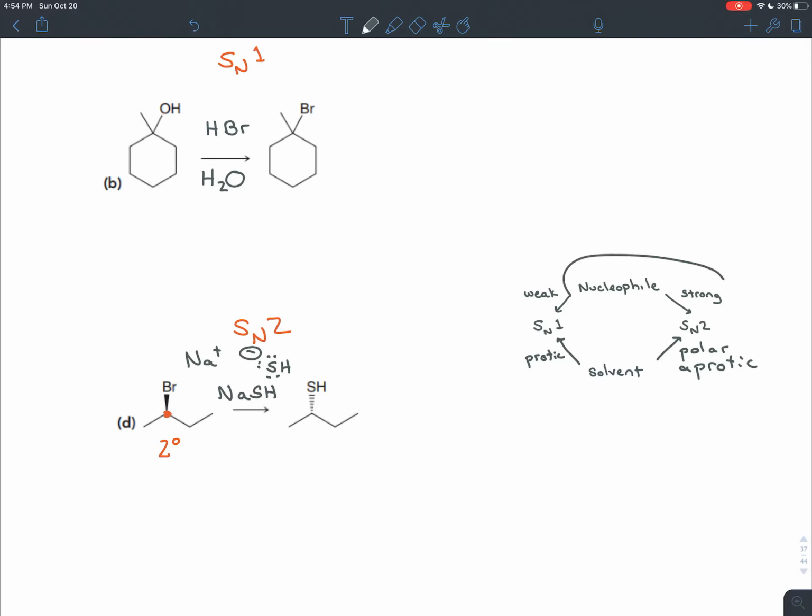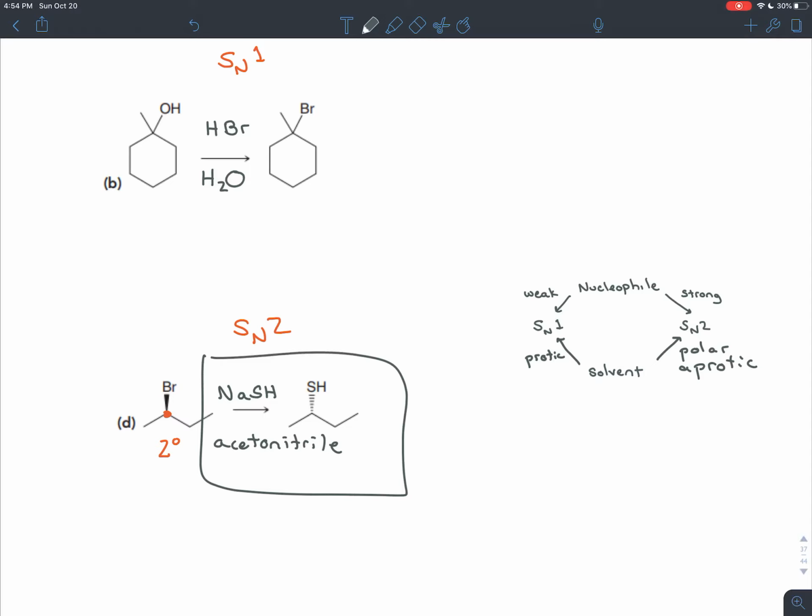So here's your strong nucleophile to favor the SN2 reaction, and then we would just want to use a polar aprotic solvent. There are lots to choose from. I'm going to choose acetonitrile just because it's such a common one, and it's kind of hard to remember. So acetonitrile. So there's our recipe. There's our synthesis. All we need is sodium hydrosulfide and acetonitrile, and we can make this reaction happen.